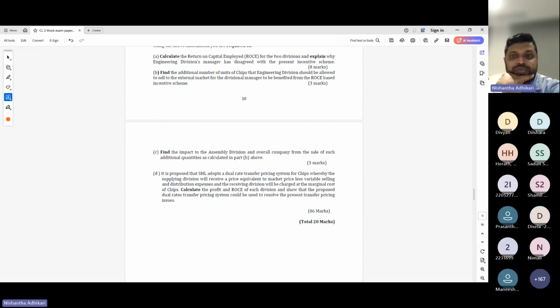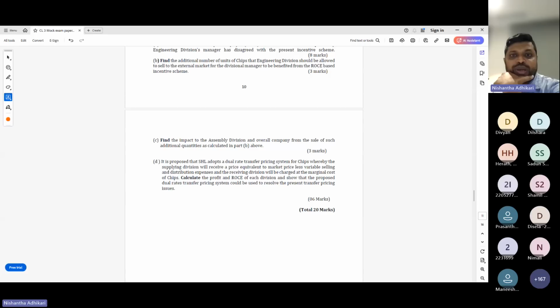It is proposed that SHL adopt a dual rate transfer pricing policy for chips, whereby the supplying division will receive a price equal to market price less variable selling and distribution expenses, and the receiving division will be charged at the marginal cost of chips. Calculate the profit and ROC of each division and show that the proposed dual rate transfer pricing system could be used to resolve the present transfer pricing issues.